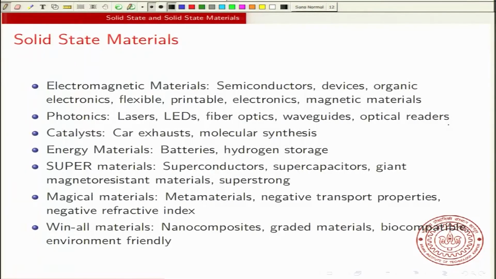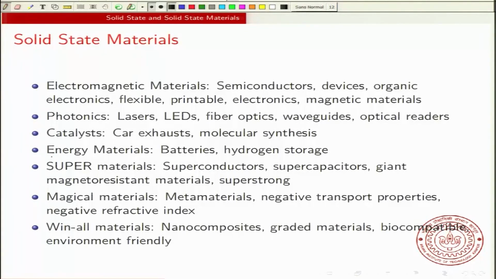Then there is a whole class of materials which are used as catalysts for various reactions. For example, the car exhaust has a catalyst, which consists of lead. Again, there is a lot of research on developing better catalysts, but in fact industrially almost every chemical reaction is carried out in the presence of catalysts, and many of these catalysts are actually solid state materials. The whole field of molecular synthesis involves catalysts, which are solid state materials.